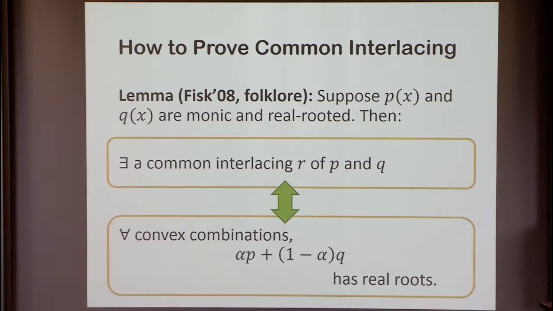This is like a 3-line proof, so it's a good exercise. But it's really powerful because it turns this existential statement into a for all statement. Instead of trying to pull this out of somewhere, you now have to verify a bunch of real rootedness statements. This is also why these weaker conditions are useful, as you were asking. This makes it possible to prove that these things exist. So we're going to use this to prove that all of our common interlacings exist.